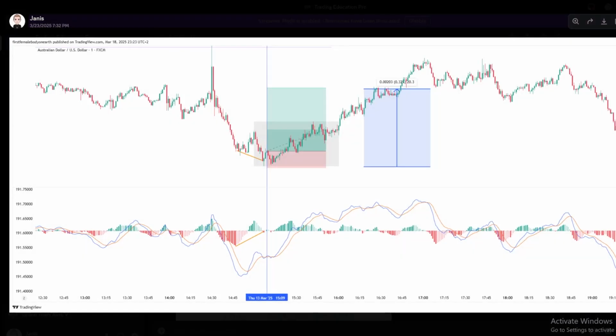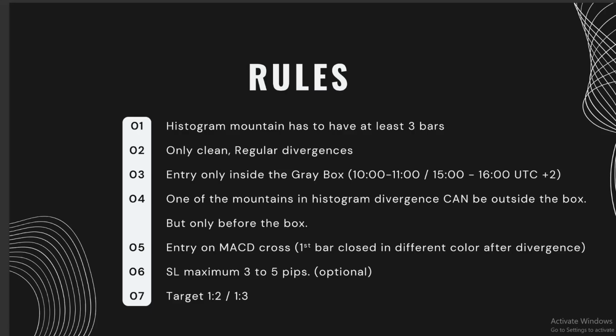Yeah, on this trade you can see here we have a lower low, a high, a lower low, but on the histogram we have a higher high. So that is where we enter here. Okay, and this is what I mean by one of the mountains in the histogram divergence can be outside the box, but only before the box.